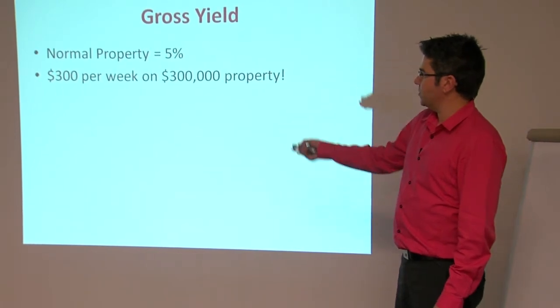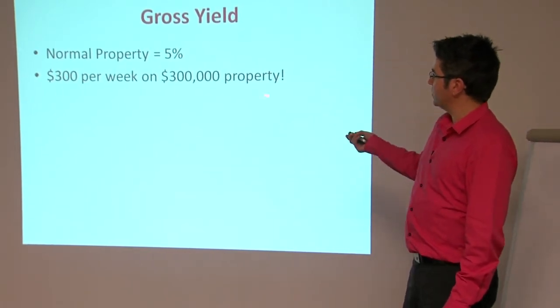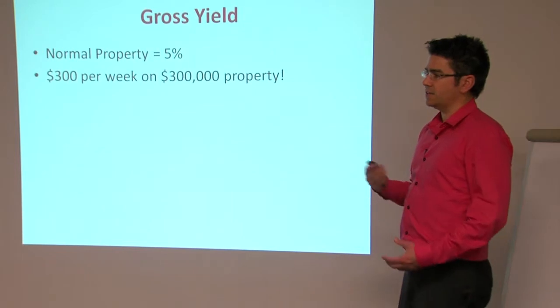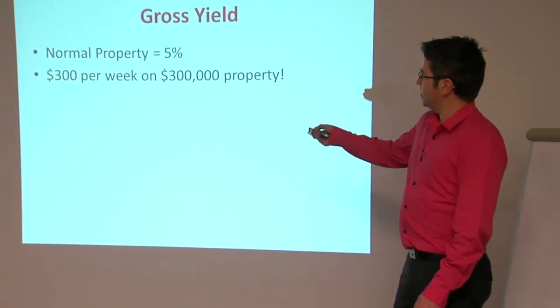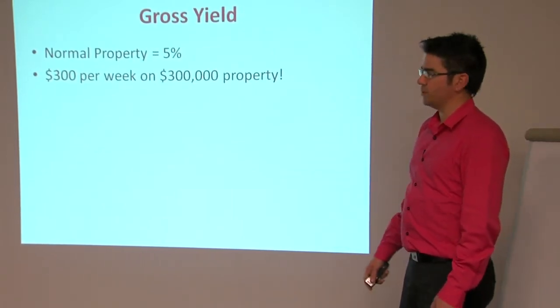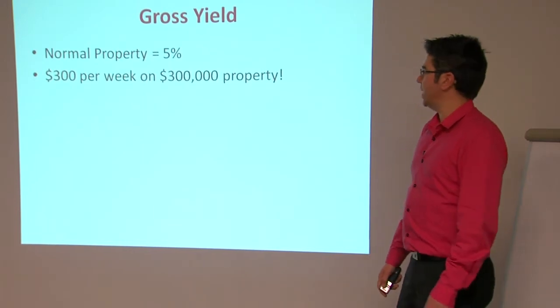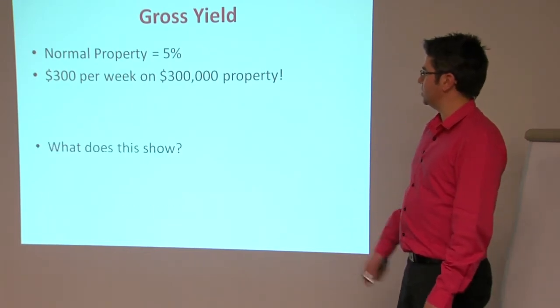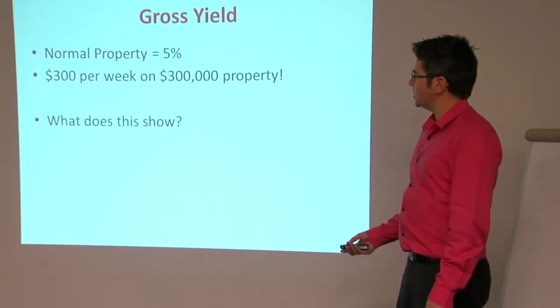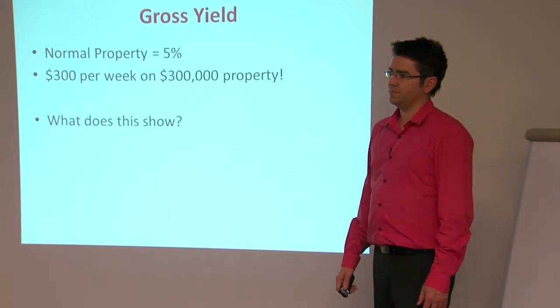So the standard equation, $300 per week on a $300,000 property. That's how the standard works, and that's 5%. So basically you just take the zeros off the figures, and that would be a 5% yield. So the first thing we look at is what does this show?